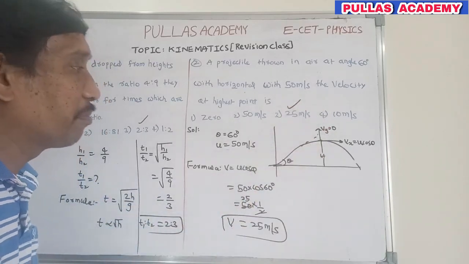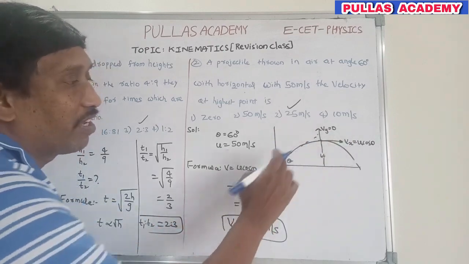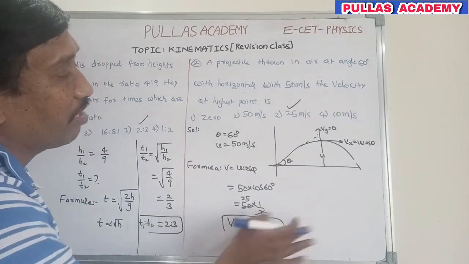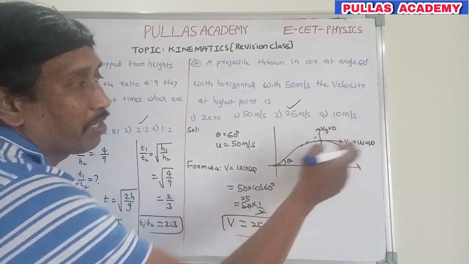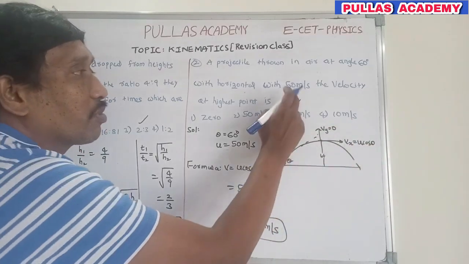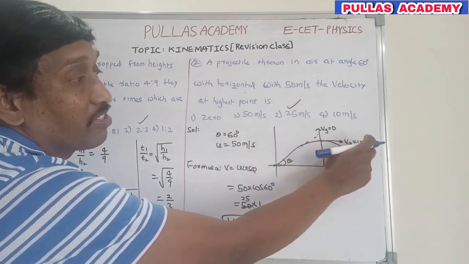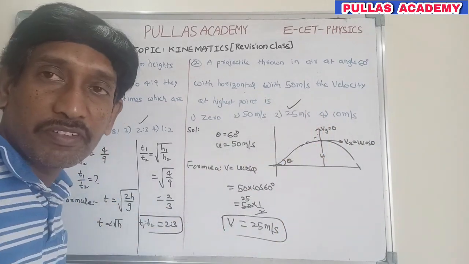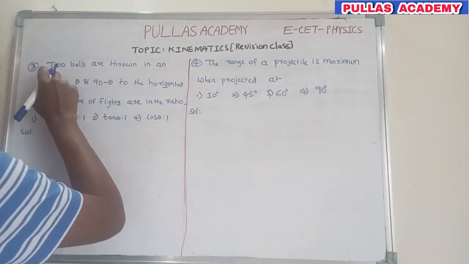Understood? You already know this concept, I have explained how velocity varies along the travelling path. At any point it is asked; sometimes only the vertical component is asked, sometimes the horizontal component. Here they ask the total velocity at the highest point, but the total velocity is equal to the horizontal component because the vertical component is zero here. That's why this is the answer. Clear? Alright. The next, question number 3.